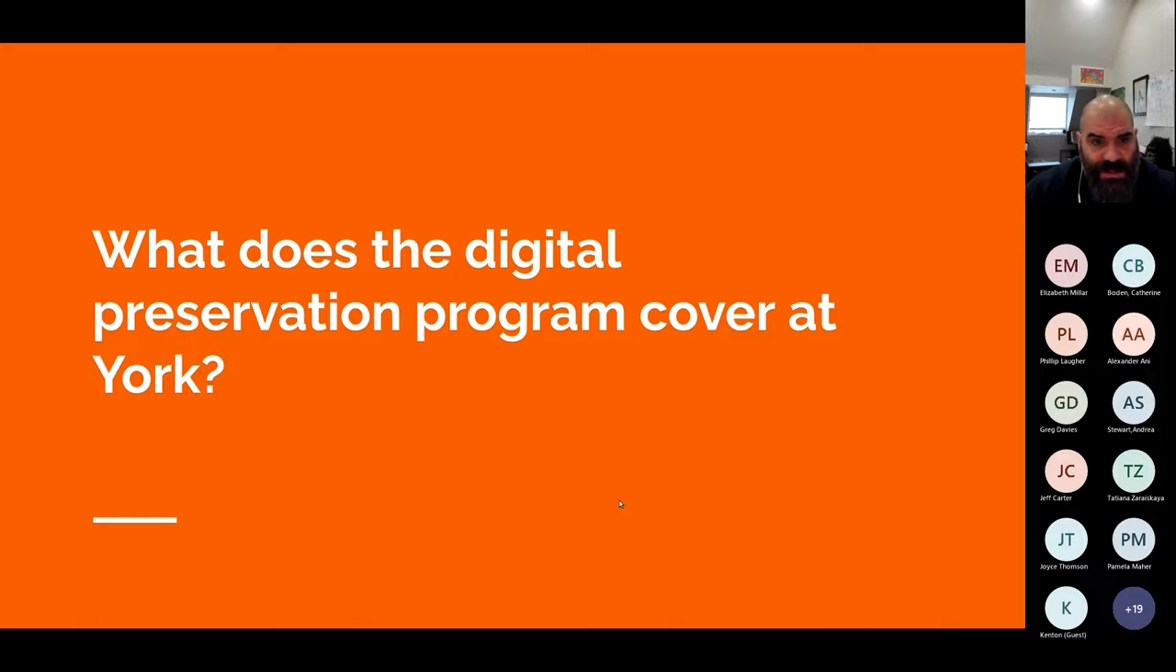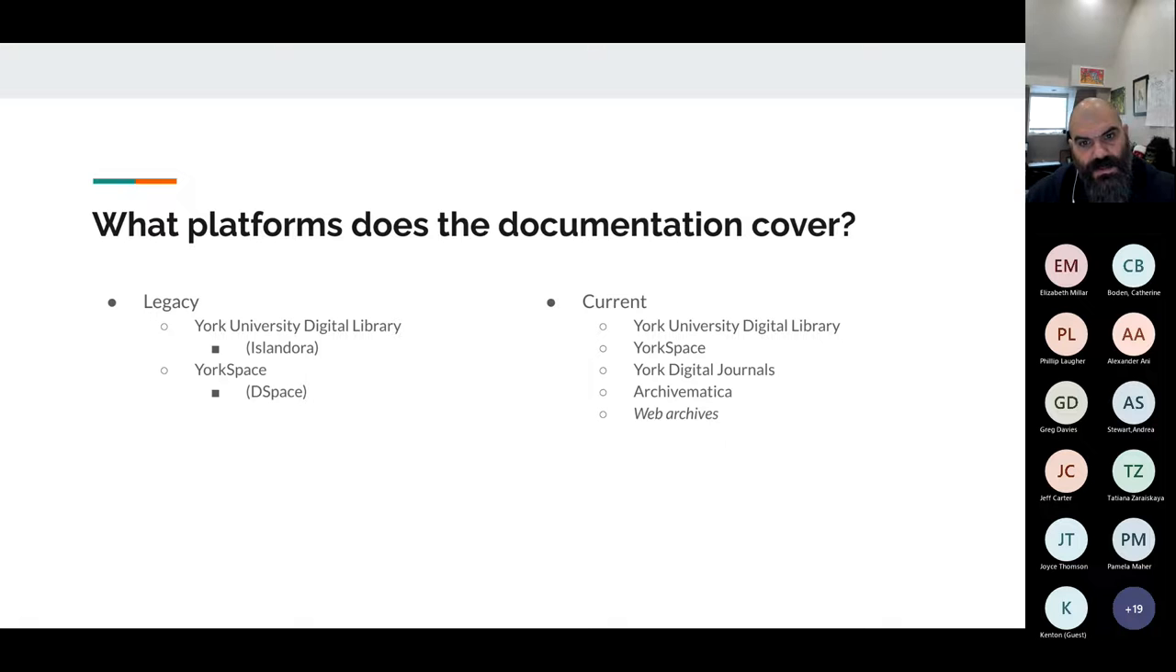The other thing that we discussed is what the preservation program covers at York. In the past, the way that we had written the documentation was pretty focused on York University Digital Library, which is our Islandora instance, which is mostly cultural heritage objects. It alluded to YorkSpace, but didn't outright say it in every piece of documentation. And YorkSpace is our DSpace instance, which is all of the academic output of the university, what you would traditionally see in an institutional repository, like articles, dissertations, presentations, that type of stuff. We try to keep a pretty clear line between the two, and it works most of the time.